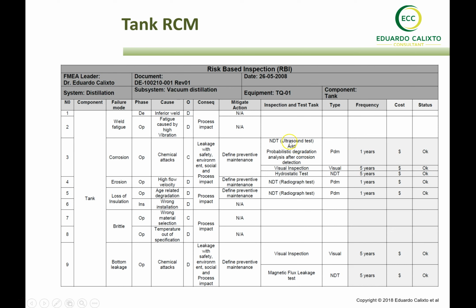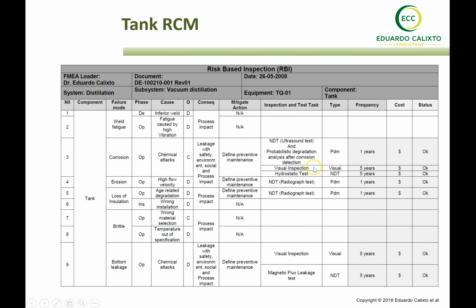So we have non-destructive tests, ultrasound tests, and probabilistic degradation analysis after corrosion detection. That's a quantitative method that we can use to predict when the failure is expected to happen based on the level of thickness reduction along time. That's the type of method that is fully presented in the lifetime data analysis online training, and if you want more detail about that, you can take a look at this specific training.